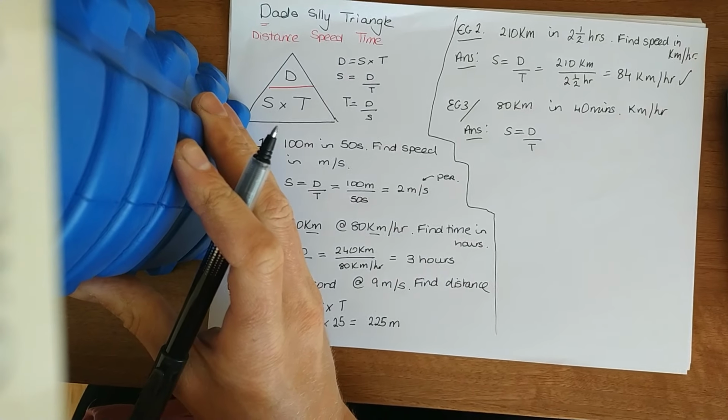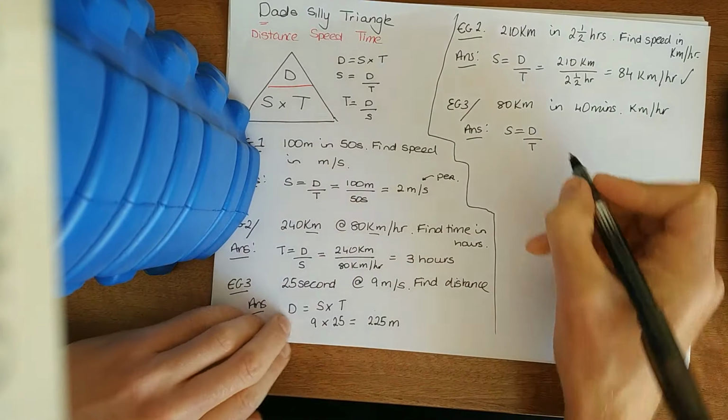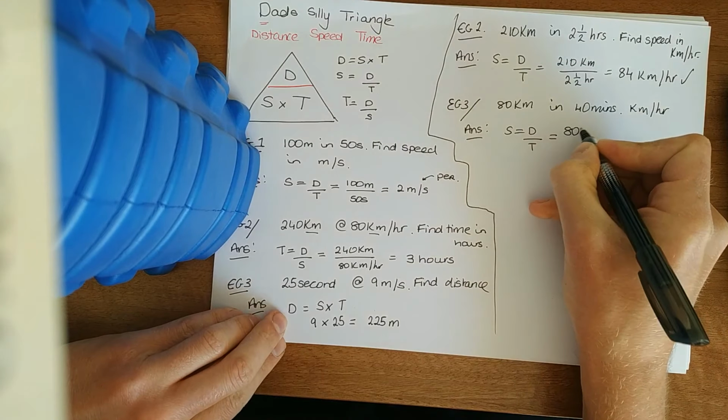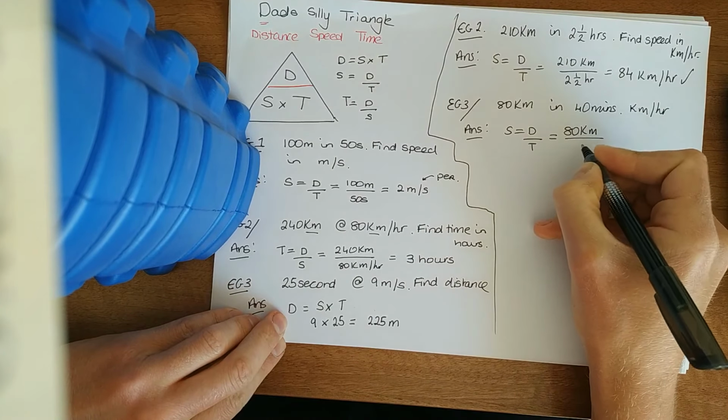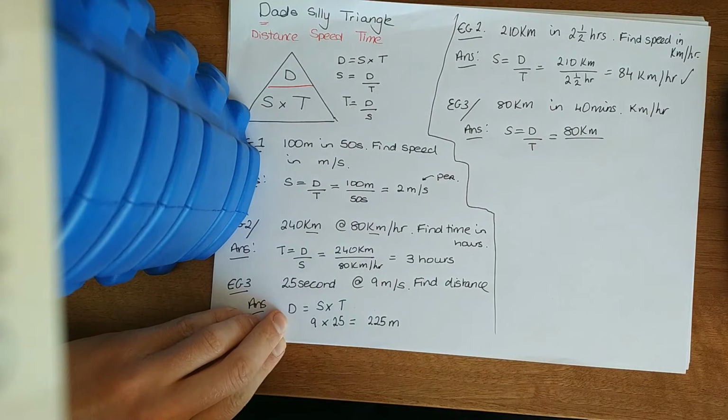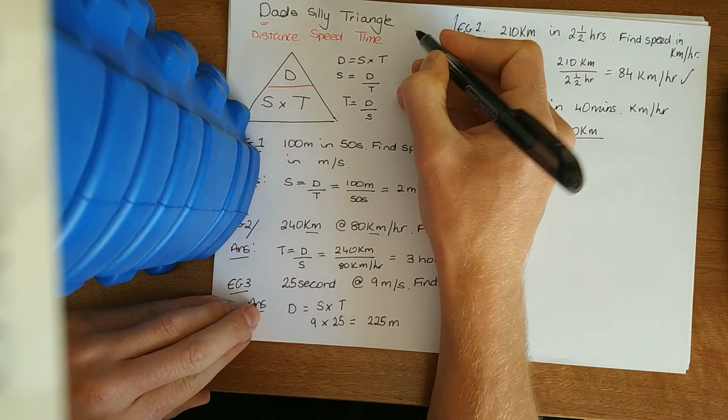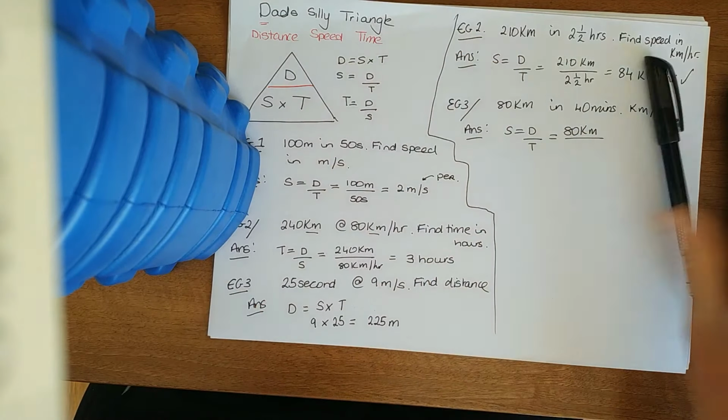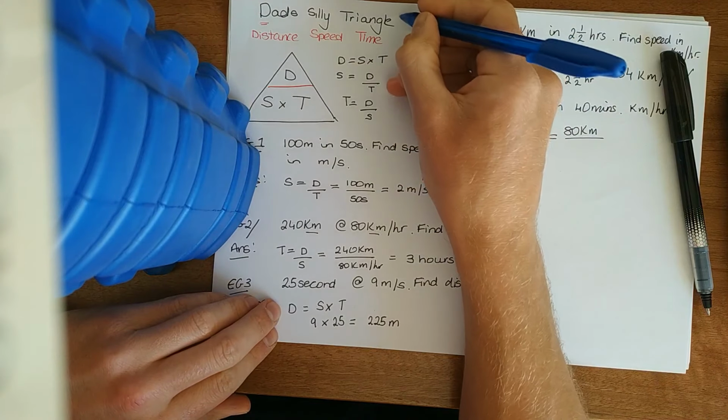Move this over slightly. Now my distance here is 80 kilometers. Now my time is 40 minutes. Now if we're thinking about it, change hours to minutes. Let's see, not much room here.